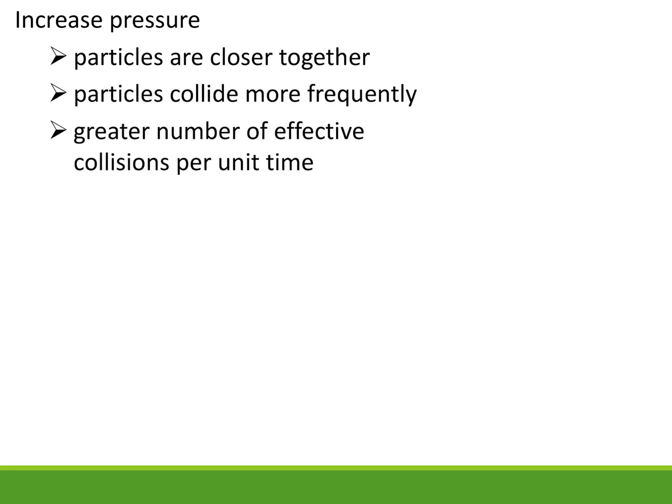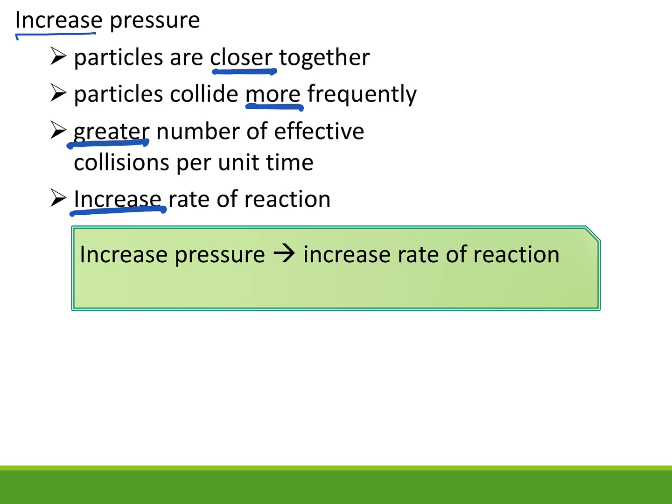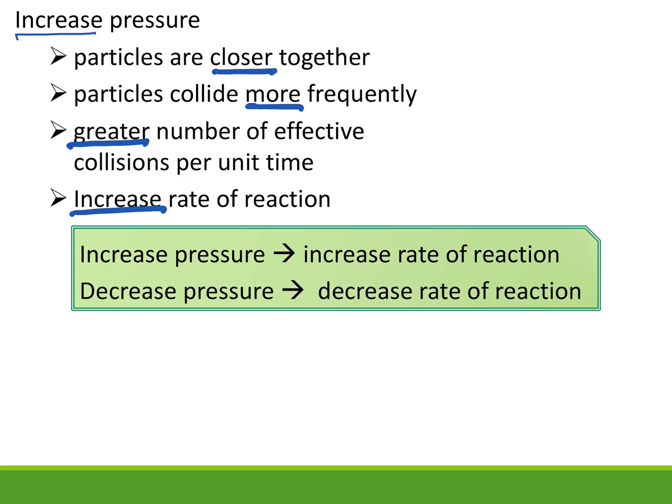The particles collide more frequently. There's a greater number of effective collisions per unit time, and we increase the rate of reaction. If I decrease the pressure, particles are further apart, they collide less frequently, there's a smaller number of effective collisions, and we decrease the rate of reaction. So, an increase in pressure increases the rate. A decrease in pressure decreases the rate.